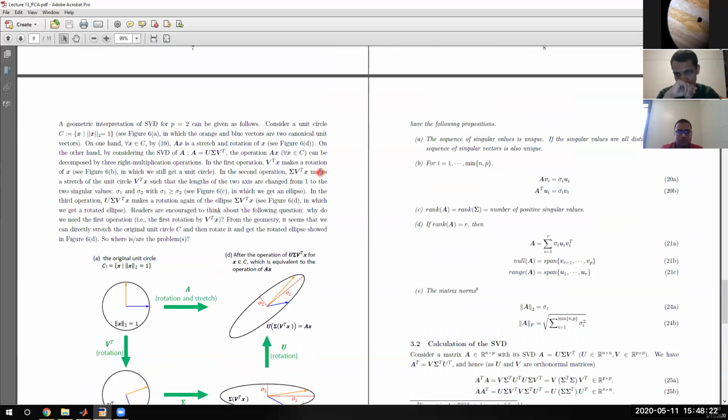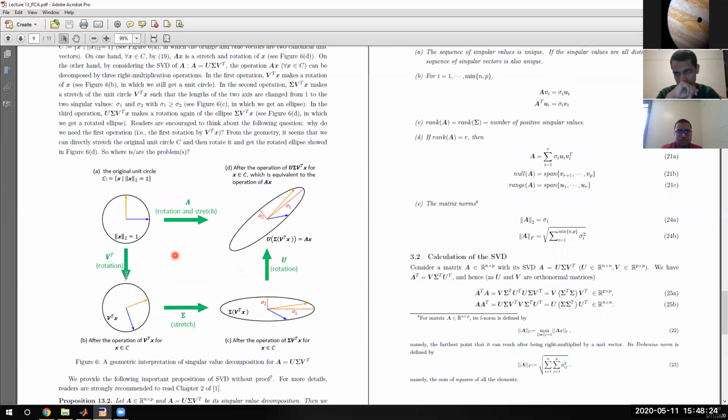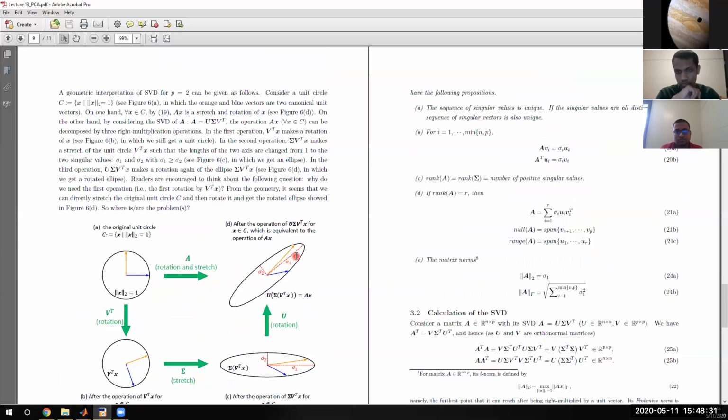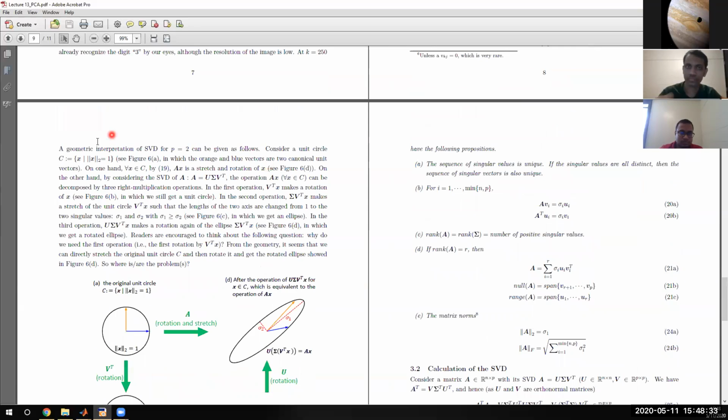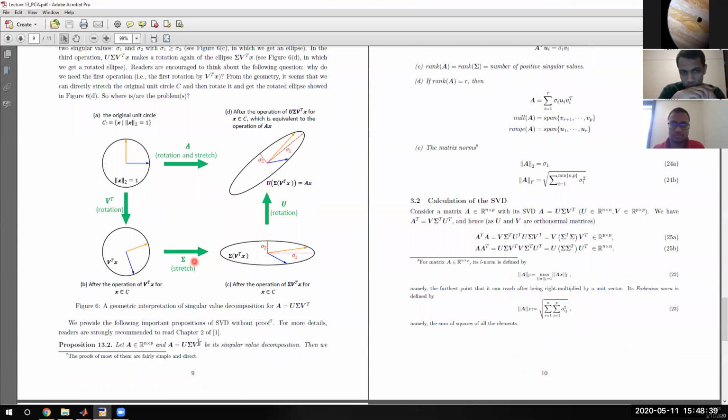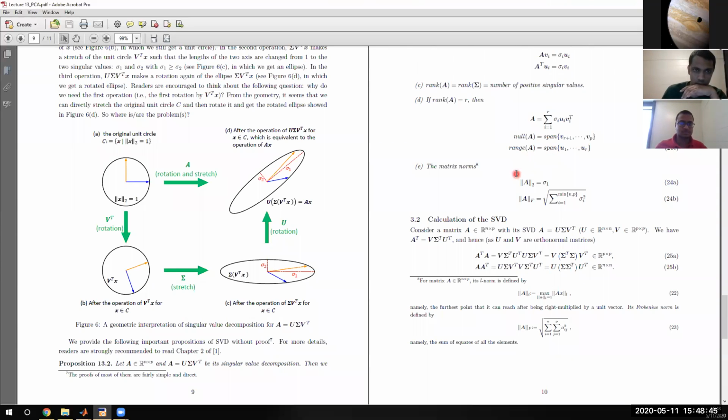In other words, the singular value decomposition is composed of 3 steps: rotation, stretch, rotation. Clear? The descriptions are here, but as long as you understand this part, it's going to be very easy. Please read it after the class by yourself. And here, I'm going to show you some properties without proof, mainly because the proofs are really simple, except for the last one, which needs a little bit of a trick.